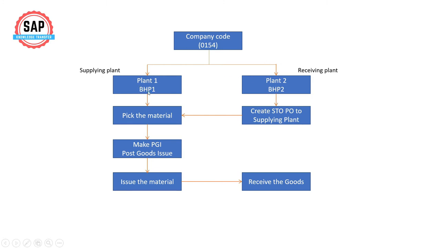The receiving plant creates the stock transfer order PO to the supplying plant. So the PO is provided to the supplying plant by the receiving plant. The supplying plant picks the material, then makes the PGI. PGI means post goods issue. Then it issues the material to the receiving plant, and the receiving plant receives the material. This is the STO process for intra company. Let's see it practically.